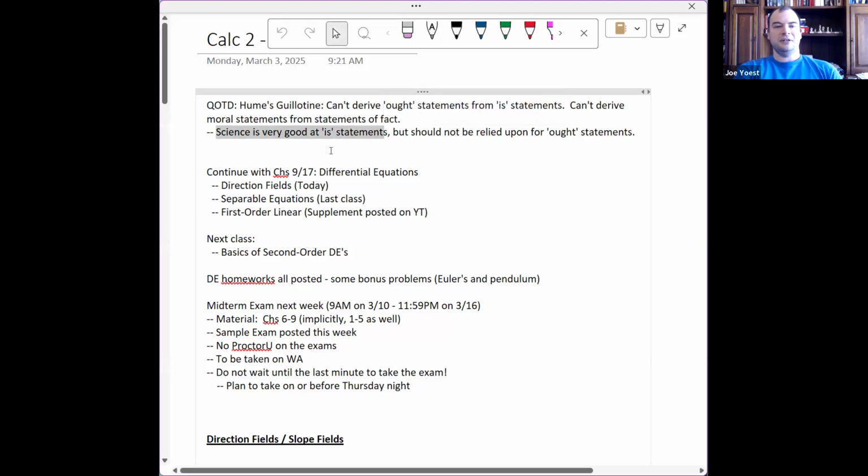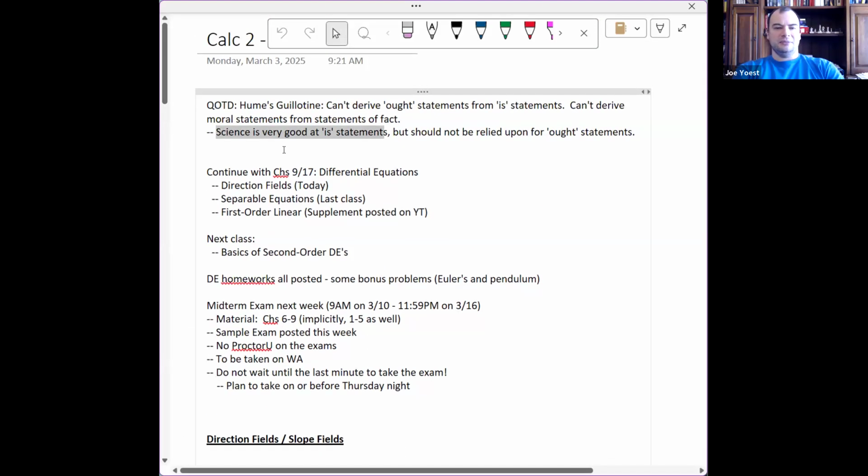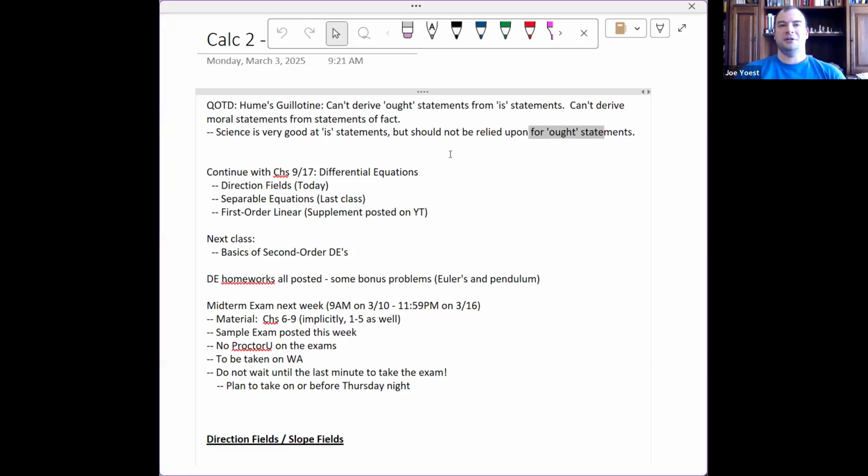Science as a field, and I loosely loop applied mathematics in with that, so things like statistics or what we're doing here, modeling with differential equations, is quite good at is statements. It's quite good at discovering new things about the way that the world works and making factual statements about the world, and even predicting what will happen under a set of circumstances. But we should stay in our lane as scientists. We shouldn't say that because science says this is true, that means we ought to do this other thing.